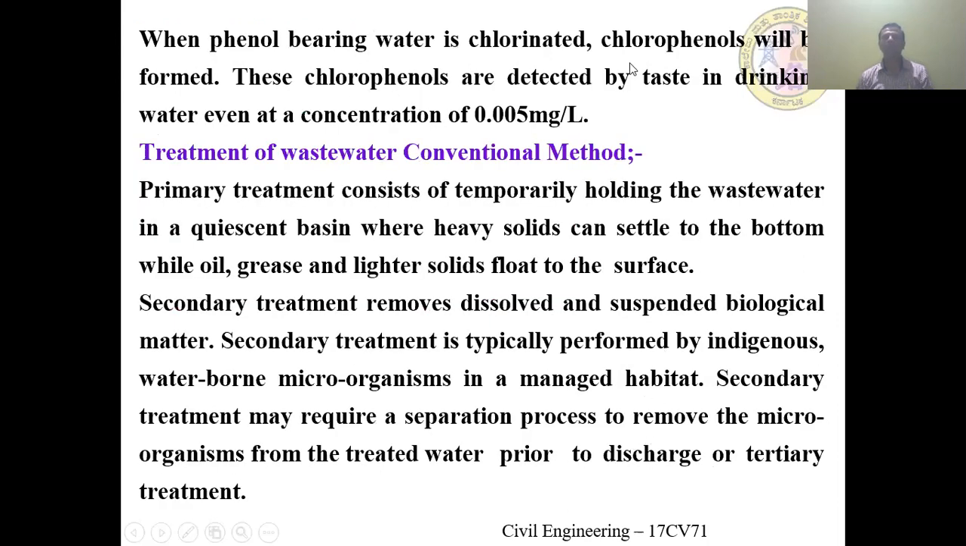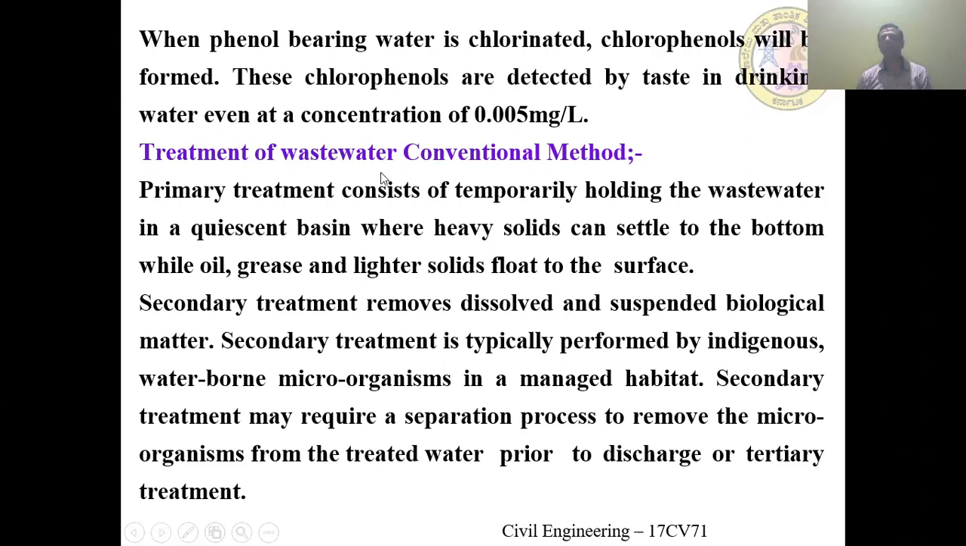When phenol-bearing water is chlorinated, chlorophenol will be formed. These chlorophenols are detected by taste in drinking water, even at a concentration of 0.005 milligram per liter. So even with chlorine and ammonia, water at 0.005 is going to be contaminated.